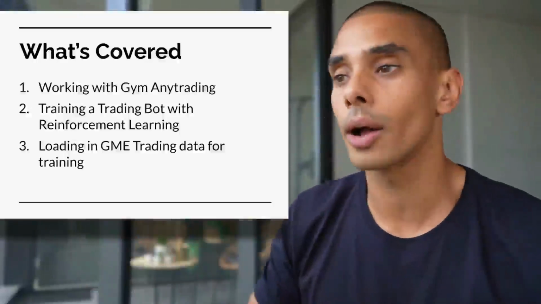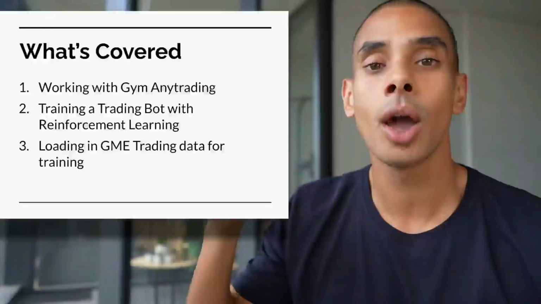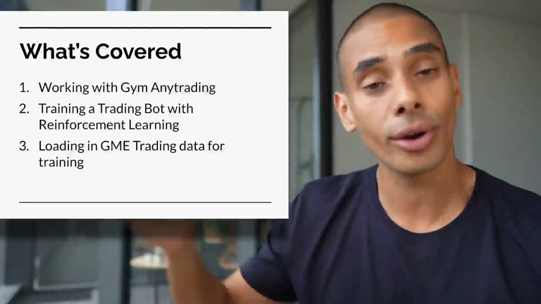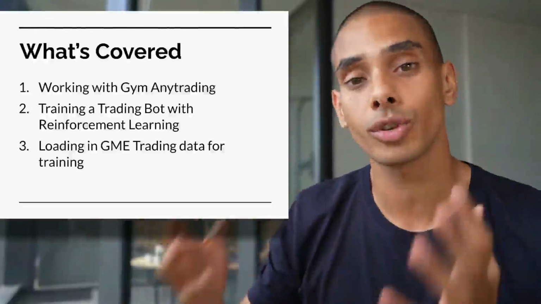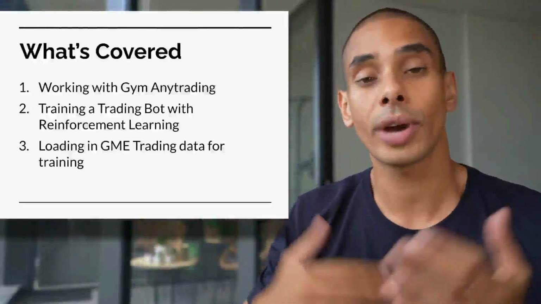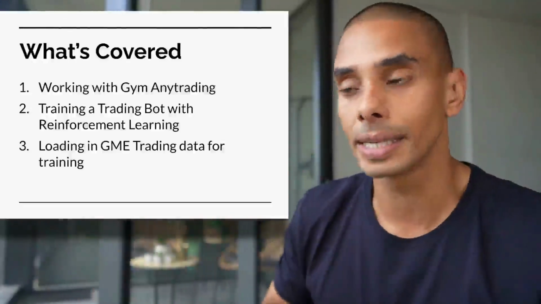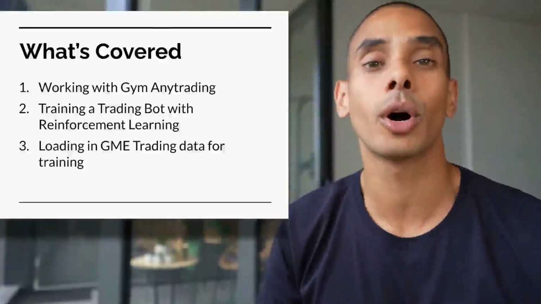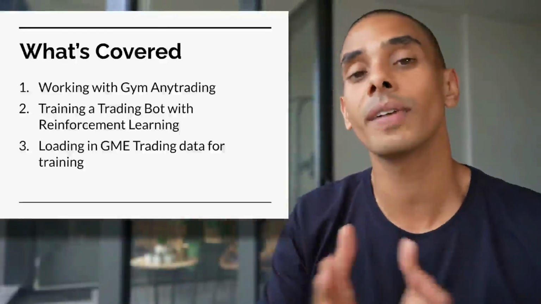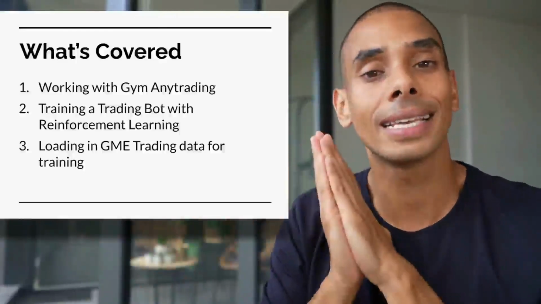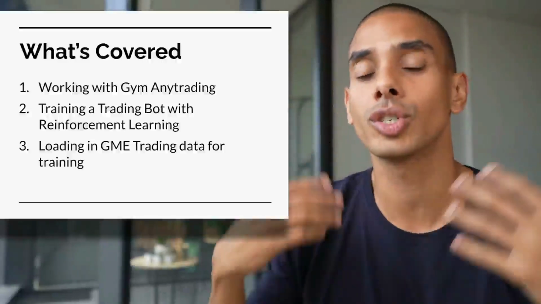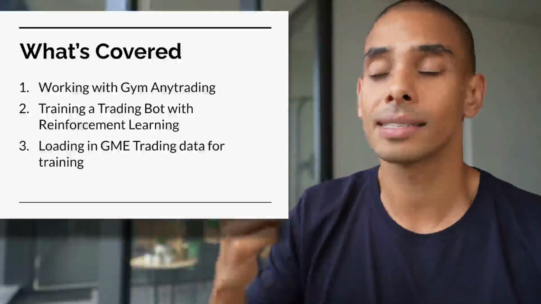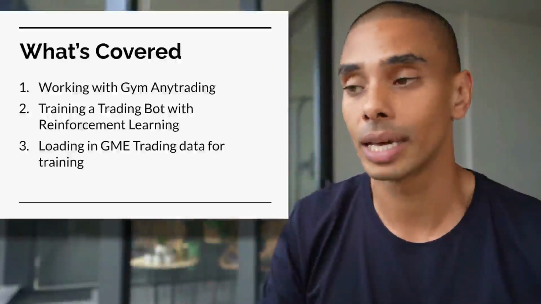So in terms of what we're going to be covering, we're going to be using the OpenAI Gym AnyTrading environment. So this is a custom trading environment that you can use to trade a whole bunch of different types of securities. What we're then going to do is build a custom training bot using reinforcement learning, and specifically we're going to do that using the Stable Baselines package, which is just a really great package to get started with reinforcement learning really quickly.